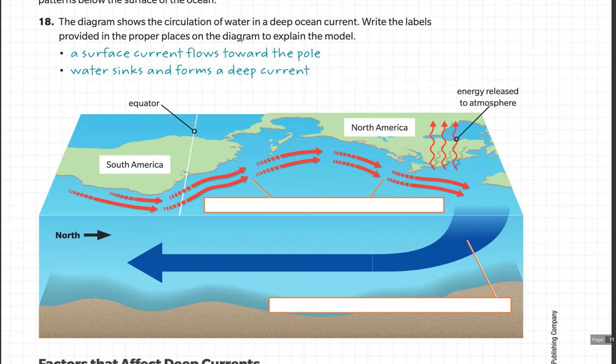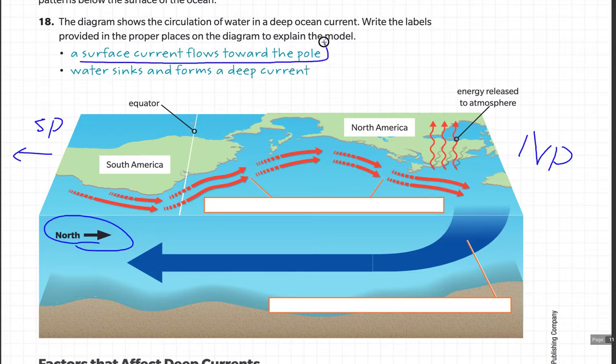Write the labels provided in the proper places in the diagram to explain the model. A surface current flows towards the pole. Oh, this is sideways. Here we go. The equator. This is confusing. See, this is north, so this is like the North Pole up here, and this is the equator, and the South Pole would be that way. So a surface current flows towards the pole. This one goes right here.